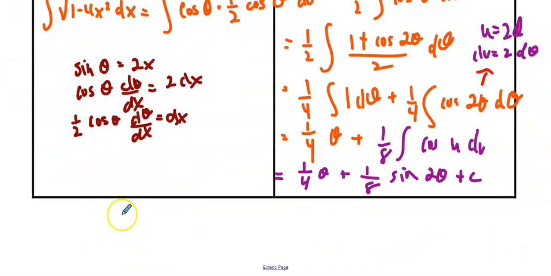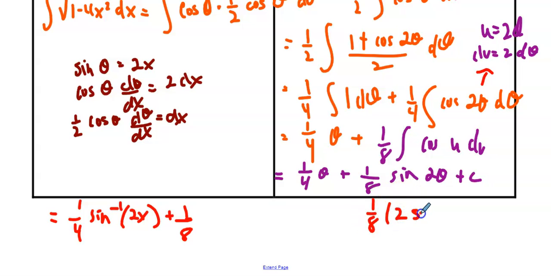Now, here is what I want to say about this. So for this theta, I'm going to go ahead and write 1/4, and I'll do the arc sine of 2x. Plus 1/8. Now, I have sine of 2 theta, right? So what I want to do here is rewrite this as 2 sine theta cosine theta, using my double angle identity. Now, you could, yes, say that you want the sine of arc sine of 2x and the cosine of arc sine of 2x, but that becomes really, really complicated.